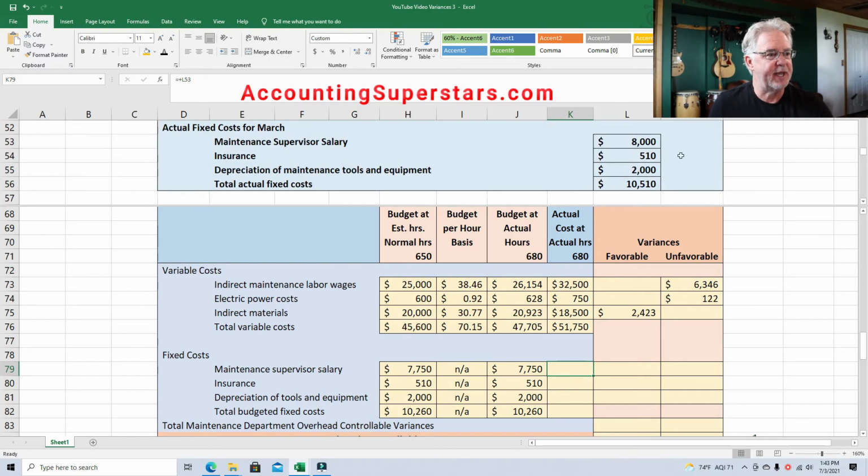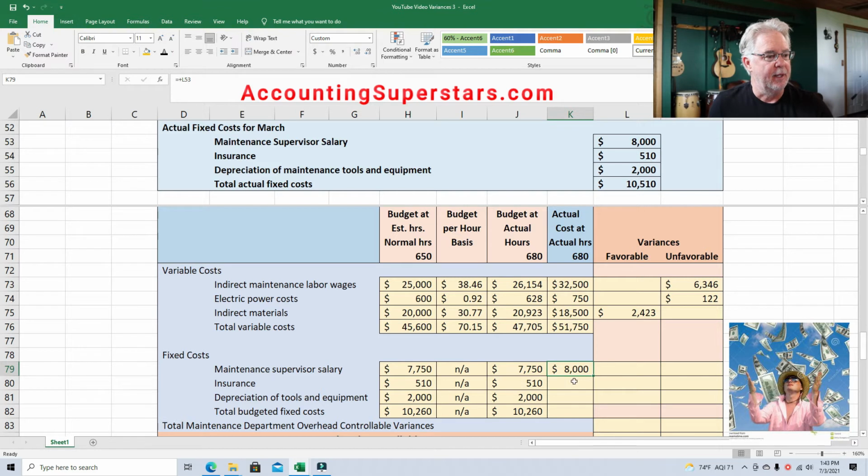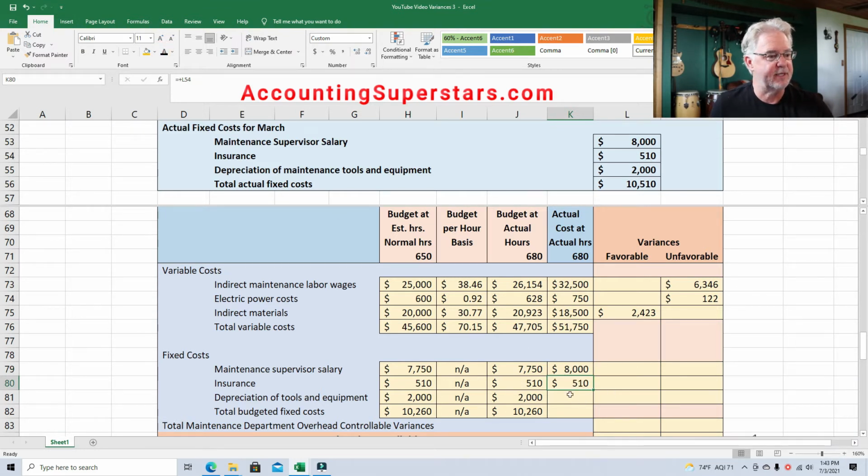Well, here's what actually happened, folks. The maintenance supervisor salary was $8,000. Maybe he or she got a raise. And the insurance was $510, which was what we were expecting. The depreciation on the tools was $2,000, which is what we were expecting. And so the total is $10,510. It looks like the only fixed cost that was different was the maintenance supervisor salary. Other than that, things went according to plan.